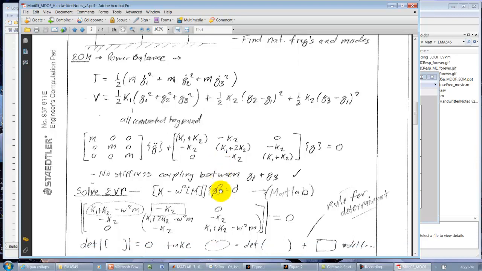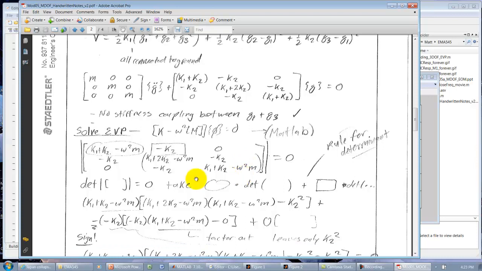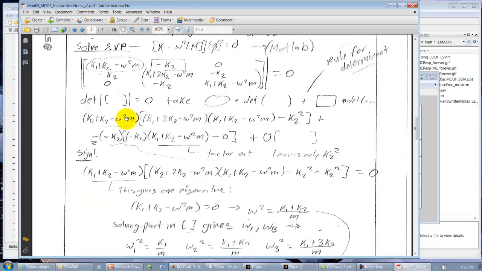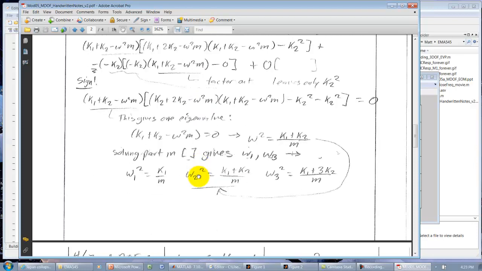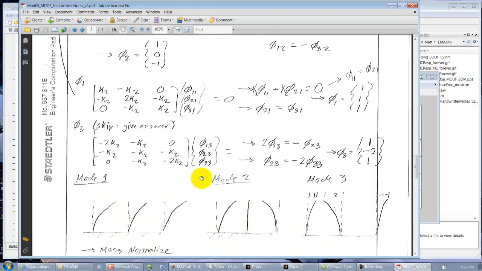Now we could solve this eigenvalue problem by hand, and the rest of these notes show how you could do that. We take the equation k minus omega squared m, we set the determinant of this matrix equal to 0, we get a polynomial in omega squared that we can solve and find the eigenvalues, and I won't go into that anymore, but eventually we find the 3 mode shapes.